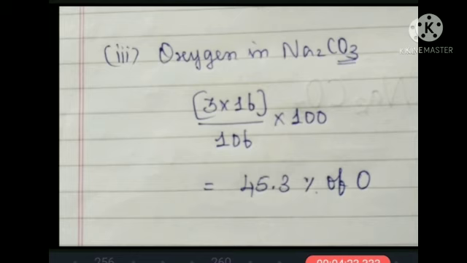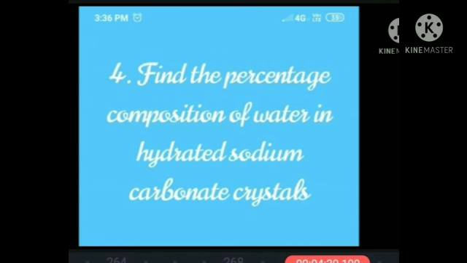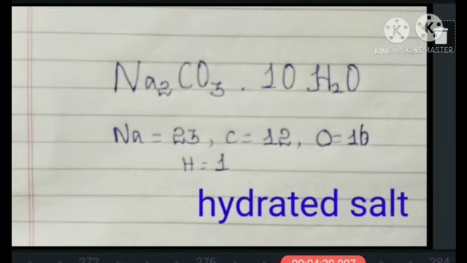Okay. Next let us find the percentage composition of water in hydrated sodium carbonate crystals. Sodium carbonate means Na2CO3. Hydrated means it has some water molecules. That type of salt is called hydrated salt. So the hydrated sodium carbonate crystals formula is Na2CO3.10H2O. Here we are going to find only the percentage composition of water. So here the water is 10H2O. So this 10H2O's percentage composition we are going to find out.